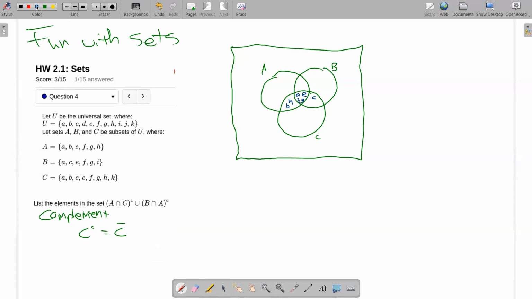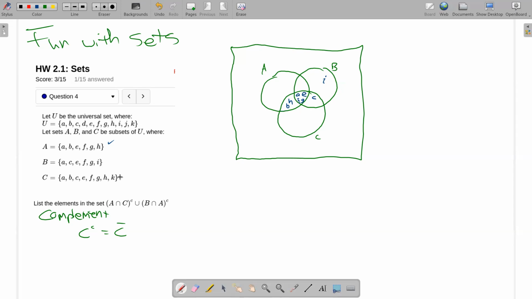And then what's missing? Let's see, A should have A, B, E, F, G, H. So everything in A is accounted for. There's nothing else in A over here or there. B, we have A, C, E, F, G, I. We haven't accounted for I yet. So 1, 2, 3, 4, 5, 6. Those are all the things inside B's circle.